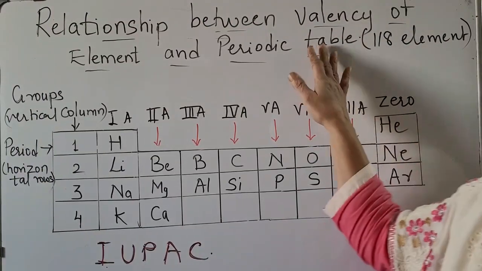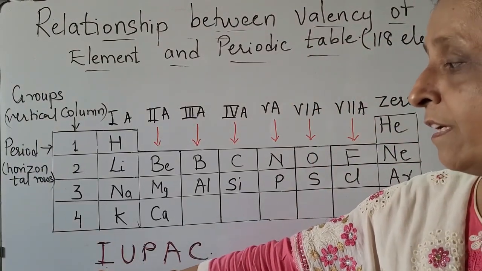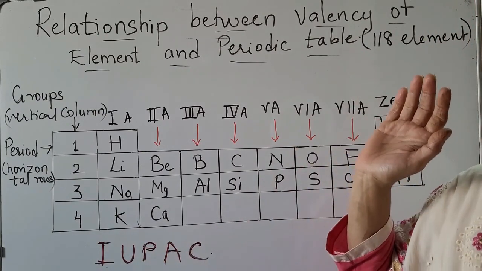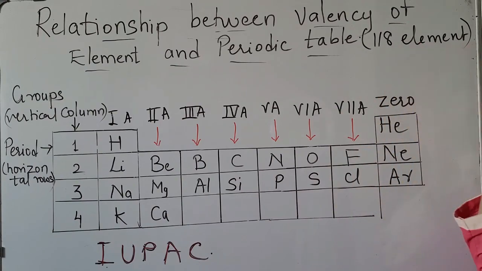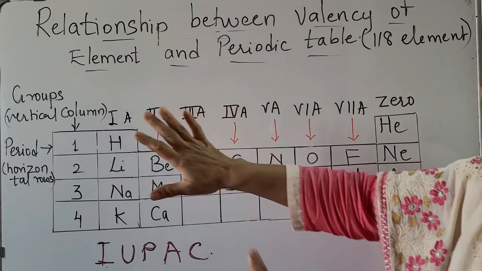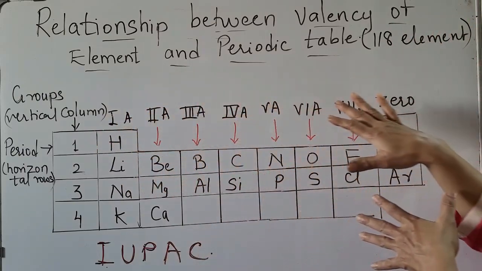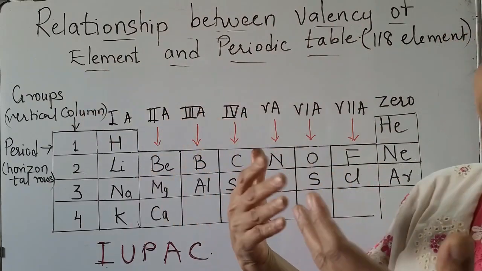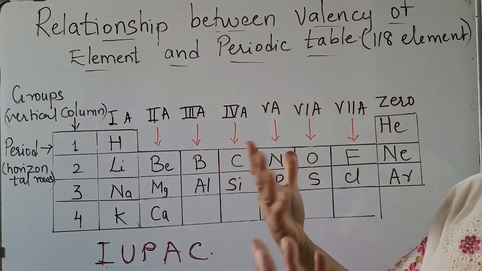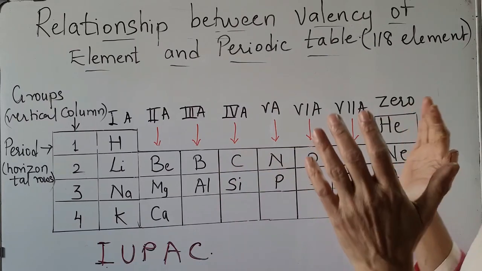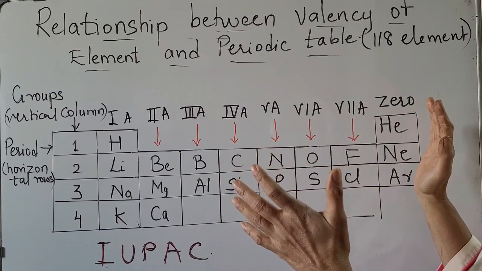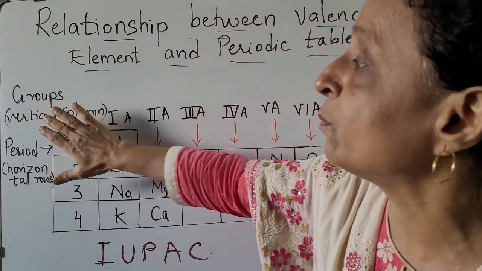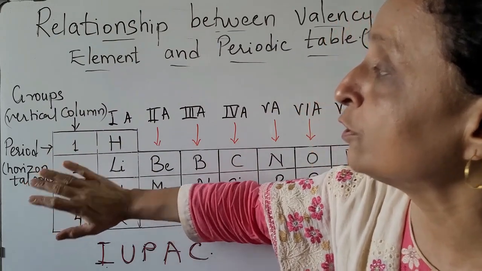Now, the periodic table is given by the International Union of Pure and Applied Chemistry. It has got 118 elements. The elements are arranged in columns and rows. As you go to higher classes, you'll be studying the full periodic table. Now, you are only studying a part of the periodic table. See how the elements are arranged. They are arranged in vertical columns and horizontal rows.